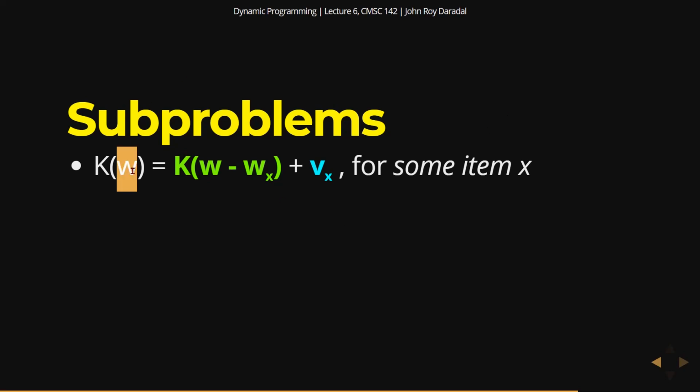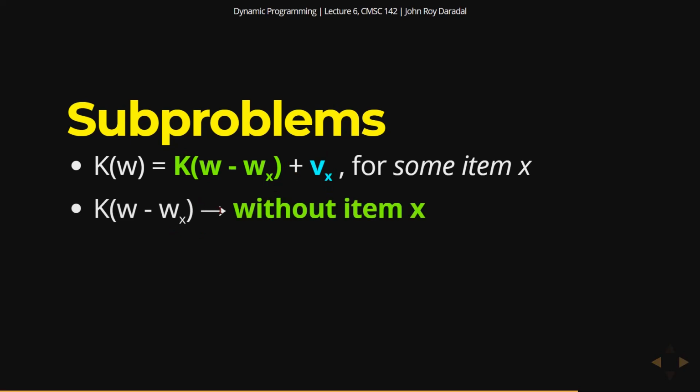So again, we can express K(W) as K(W minus Wx) plus the value of x. Here, W minus Wx is the capacity without the item x. If item x is not yet there, then we look at the optimal solution for the weight without item x. But if we add item x, then we add its value.